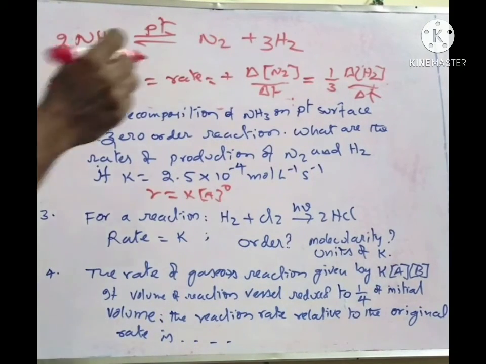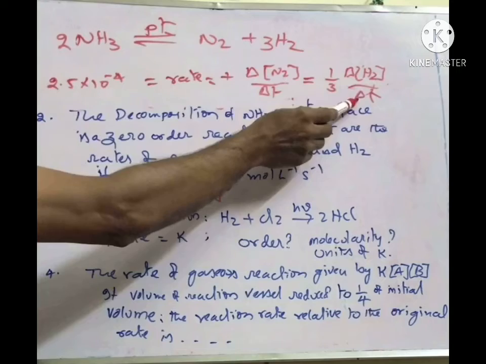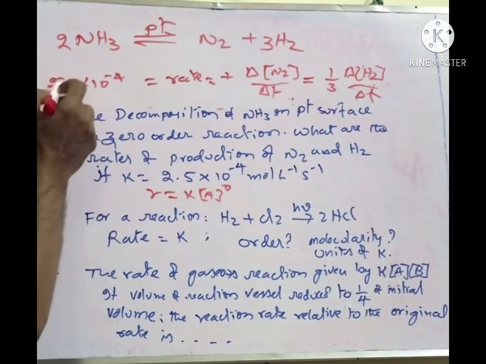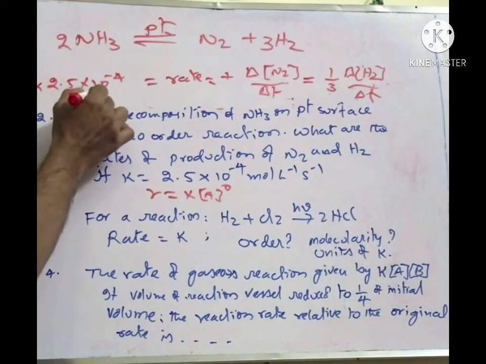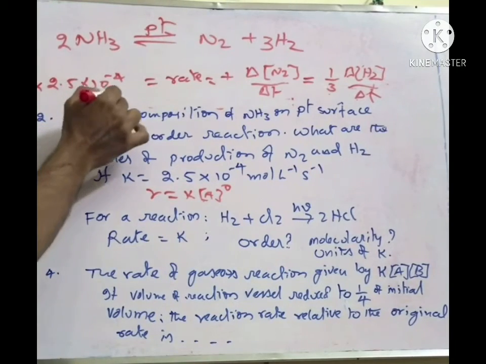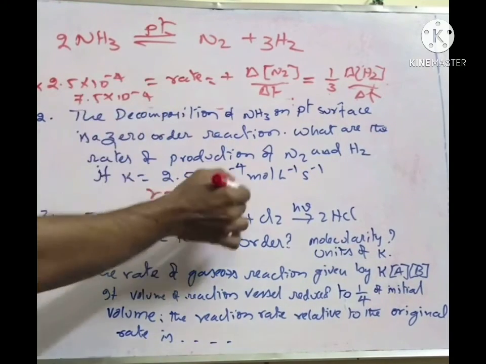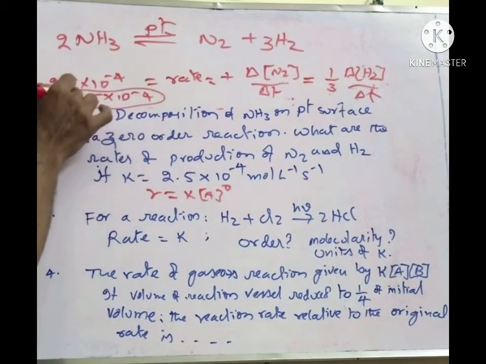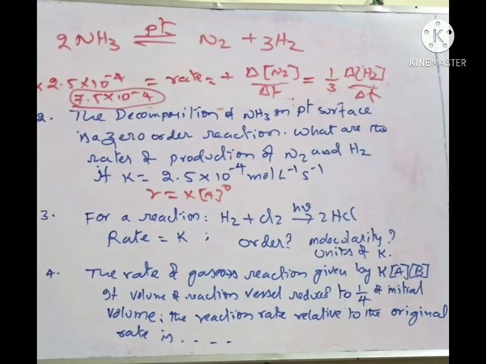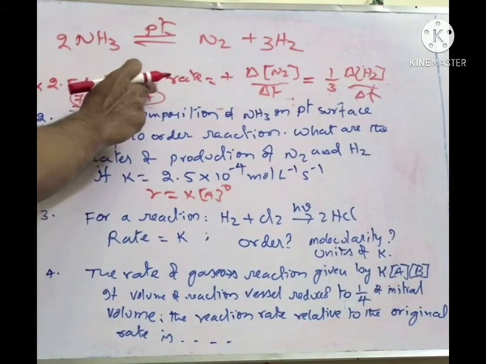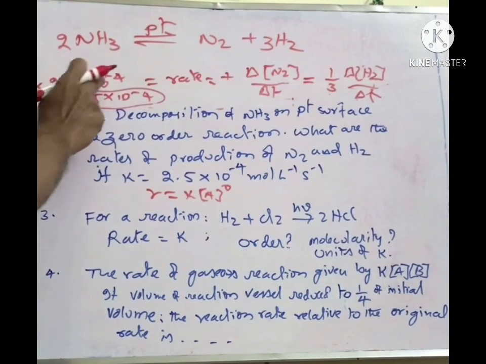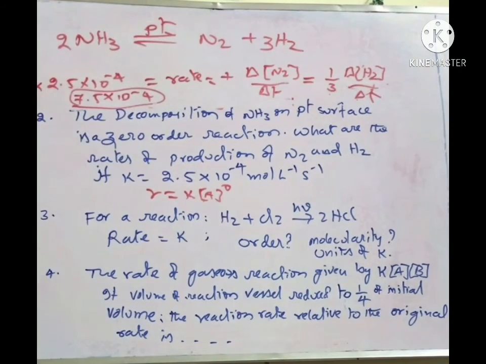Similarly, if I want to get the hydrogen production, that is delta H2 by delta T, this 3 will come this time. So it becomes multiplied by 3. So that is around 7.5 into 10 power minus 4 moles per liter per second, the production of hydrogen gas. Here 2.5 into 10 raised to the minus 4 is the nitrogen. This way we can identify the production of nitrogen and hydrogen.